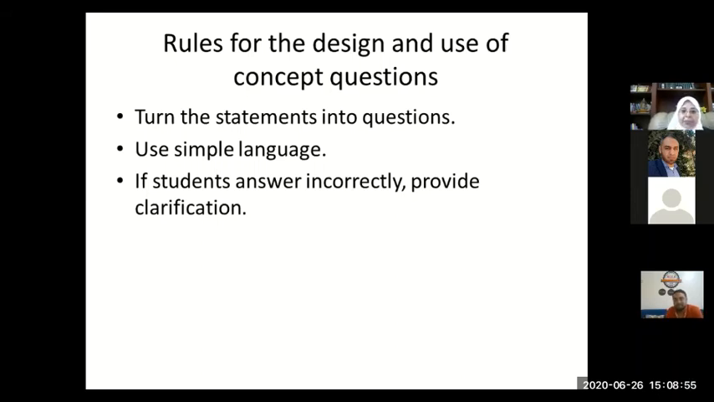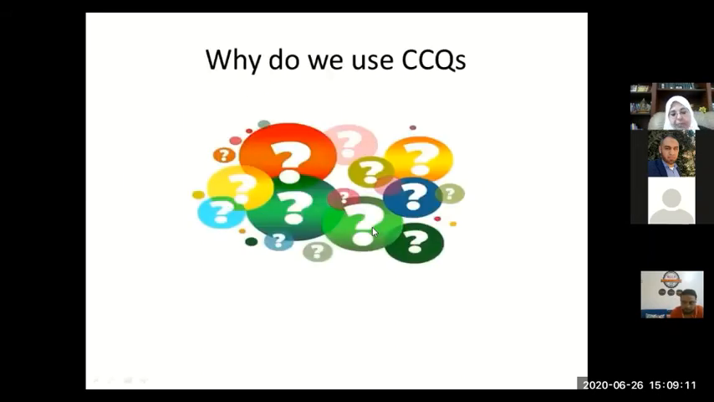Okay? So what if the students give you an incorrect answer? In this case, it means that you need to clarify again. So you go back to the clarification stage and give them more examples until they get what you mean by this point. Why do we use them? As I said, we use concept checking questions to check students' understanding.